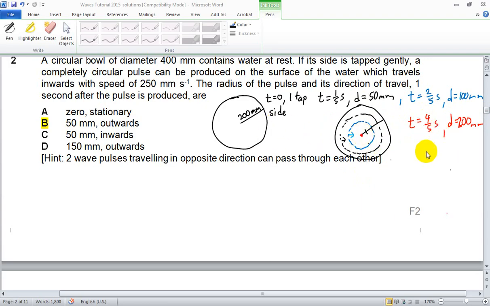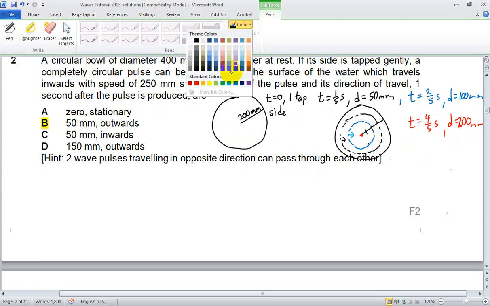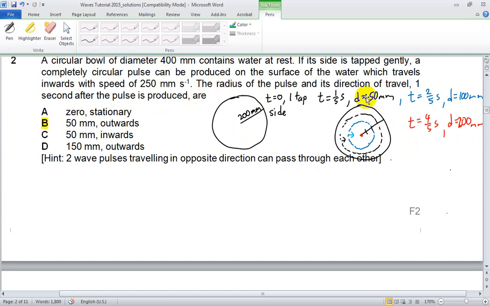What happens at t equals 5/5 of a second, which is actually 1 second? At t equals 1 second, I will expect the distance to be 250 mm. So 250 mm will be where? It will actually be at this position, past the center. Let me draw it. It will come out to this position over here. But the direction is not inwards.